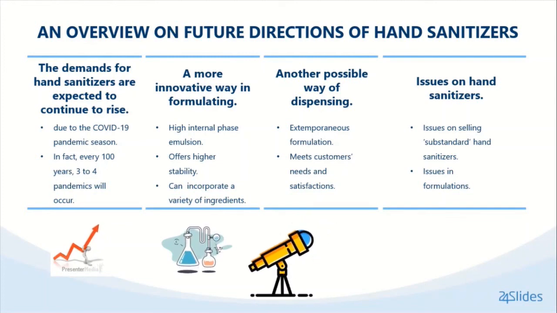Currently, I have seen some research on the formulation of emulsion type hand sanitizers. A high internal phase of oil can be incorporated into the hydroalcoholic medium with the aid of surfactants. This formulation, besides offering higher stability, allows a variety of ingredients to be added to the formulation, whether lipophilic or hydrophilic. In future, we might be able to see hand sanitizers that have various skin benefiting properties with a more innovative way of formulating.